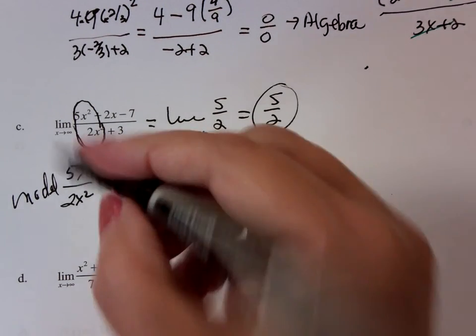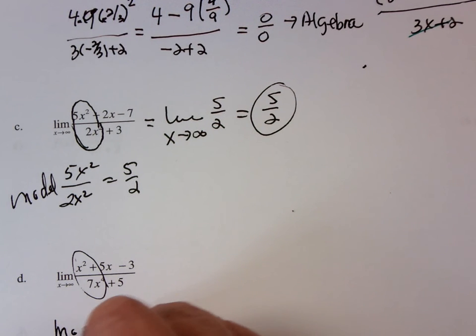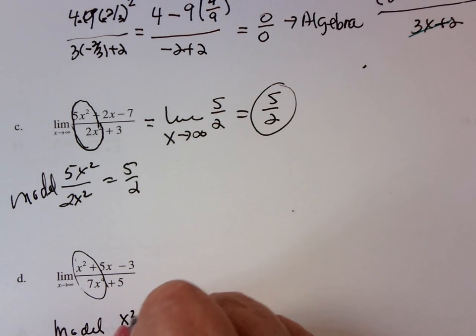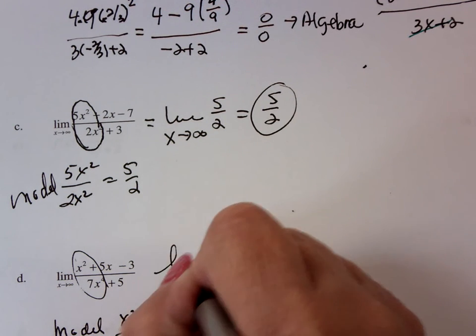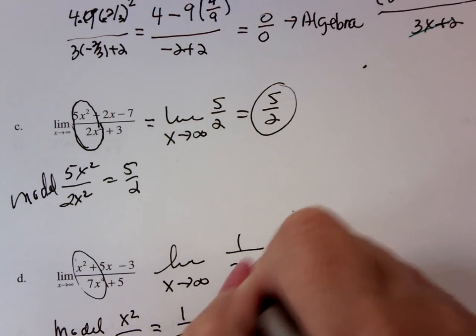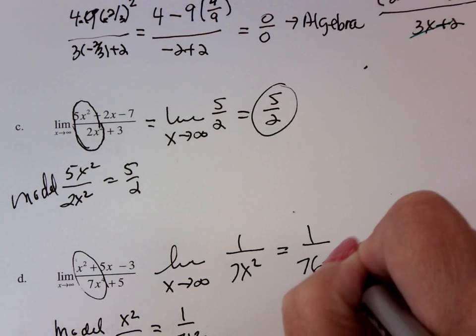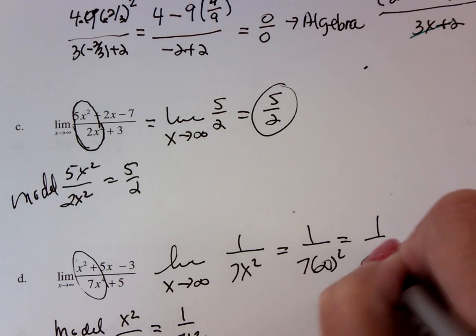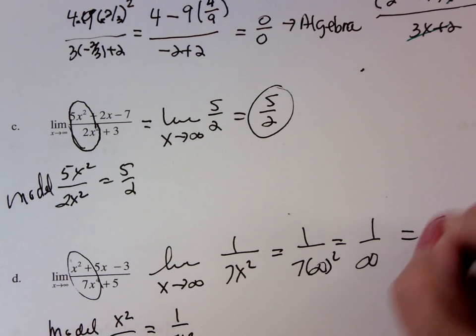The same is going to be true here. The only two terms that matter for the model are x squared over 7x to the 4th, which is 1 over 7x squared. So I want to take the limit as x goes to infinity of 1 over 7x squared, which is 1 over 7 times infinity squared, which is 1 over infinity. And then, of course, 1 over infinity is 0.